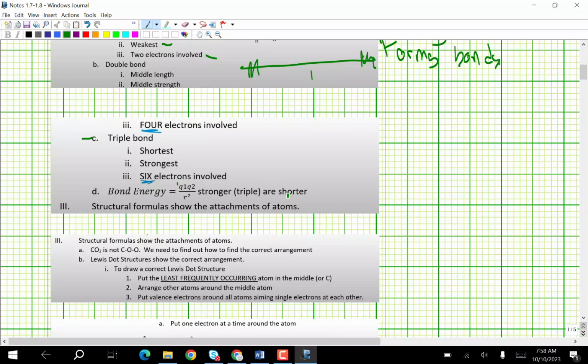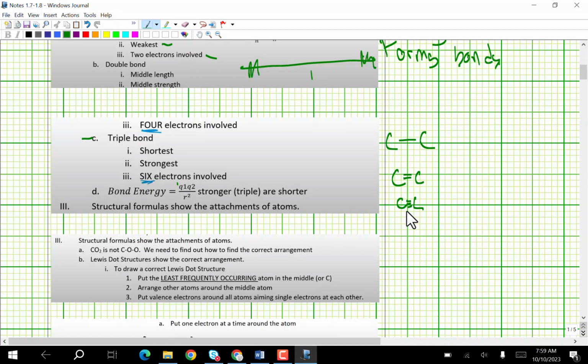Remember, the charges would be the same for each one because we're just talking about the charges on the nucleus. So for example, if I'm looking at a carbon-to-carbon bond, a carbon double bond carbon, I didn't mean to make my C smaller, but I did mean to make the distances shorter.